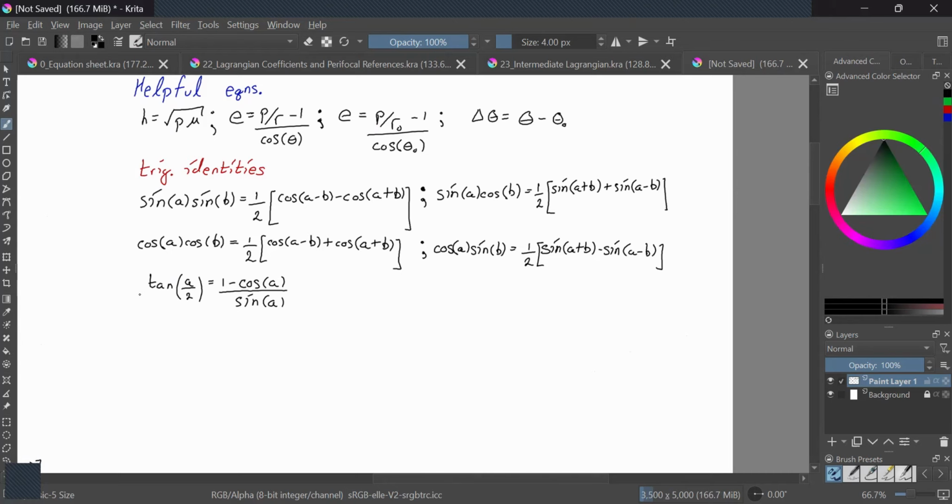The main takeaway from this is that we want delta theta. We want the difference between the angle that we are currently at and the angle that we started with, which is especially helpful if you don't know what the periapse is. So all you need to do is just measure the angular distance between your initial point and your secondary point.